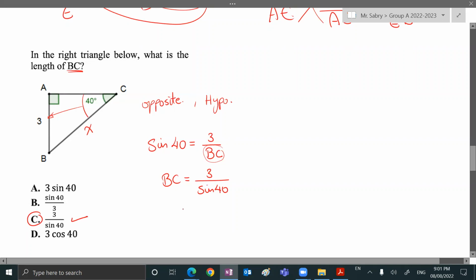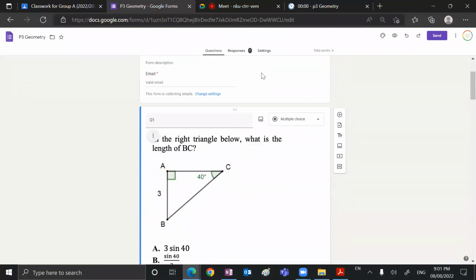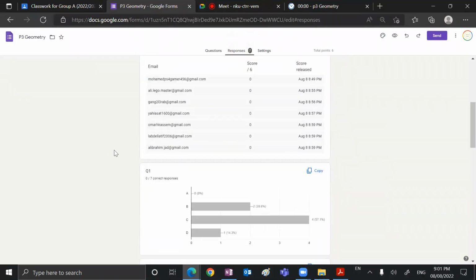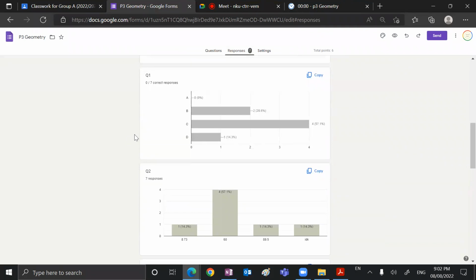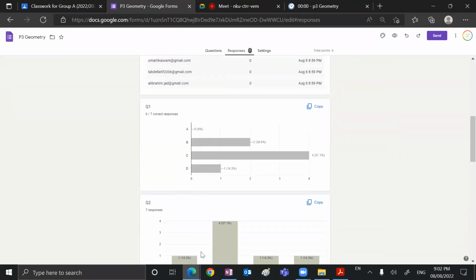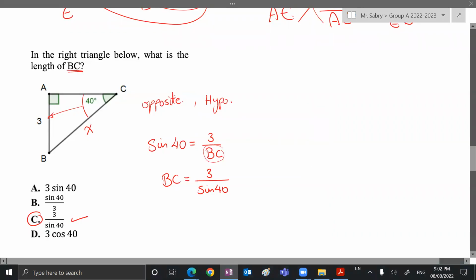Does that make sense? Yes, Mr., I just have a question. Of course. If I get a question like this and they want me to get the hypotenuse, I use the 3 over sine of the angle, right?